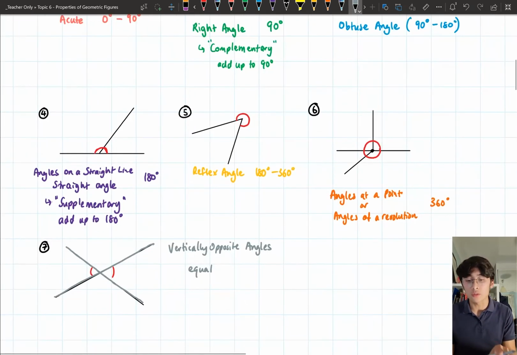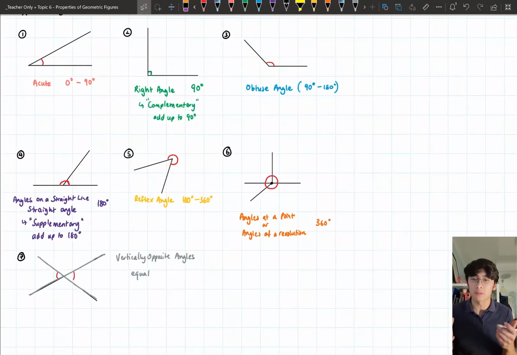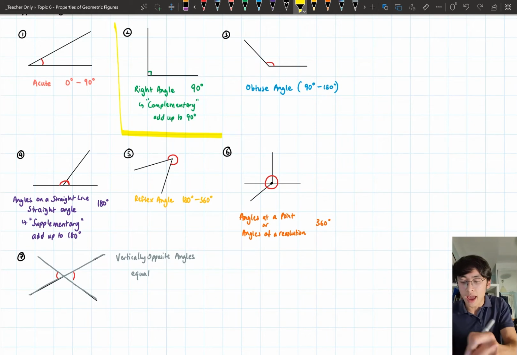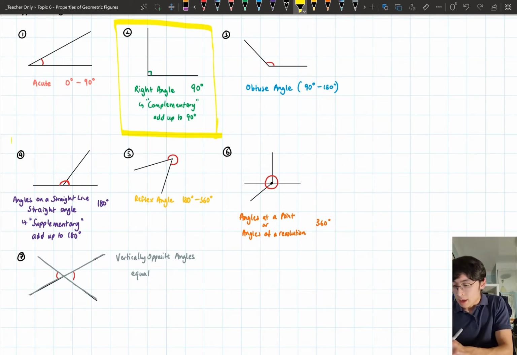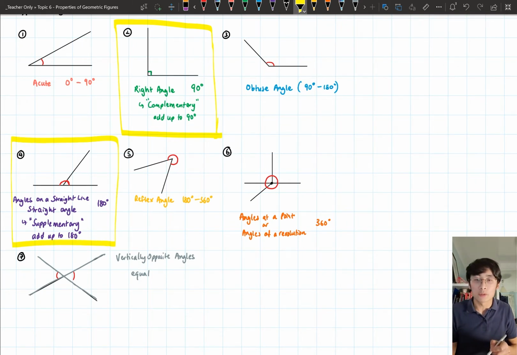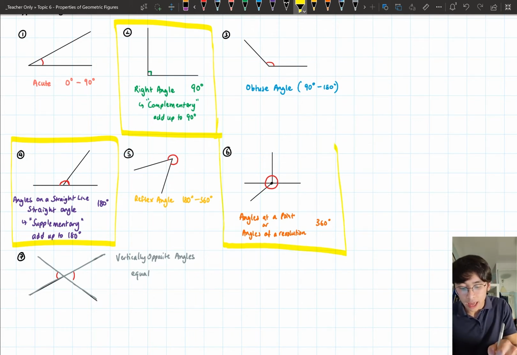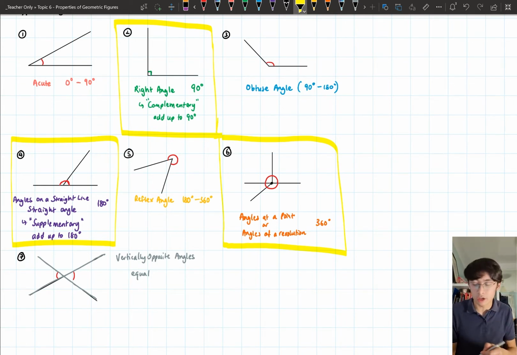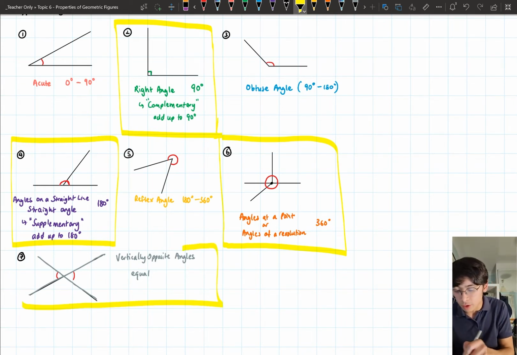So these are a few basic angle relationships, angle shapes that we need to be aware of. But in particular, I'm going to highlight 4 of them that we need to use. First, the right angle: we need to identify that a right angle is 90 degrees. The second one is angles on a straight line. If you see a straight line, the angles on a straight line add up to 180, or they're supplementary to one another. The other one is angles at a point, or angles of a revolution, which add up to 360. And the final one is vertically opposite angles.